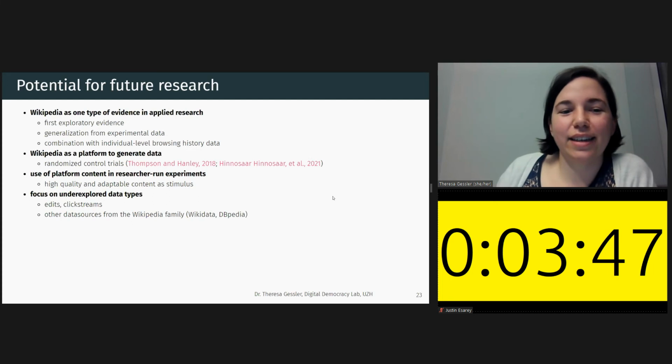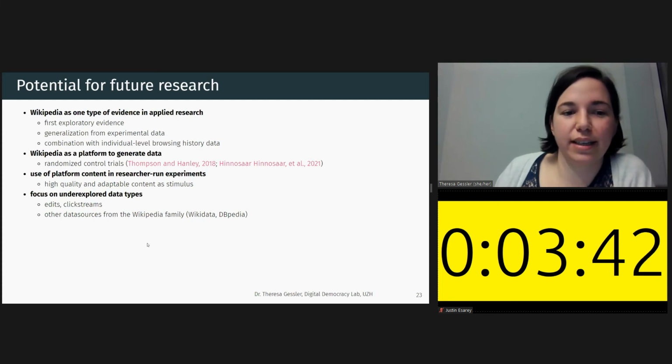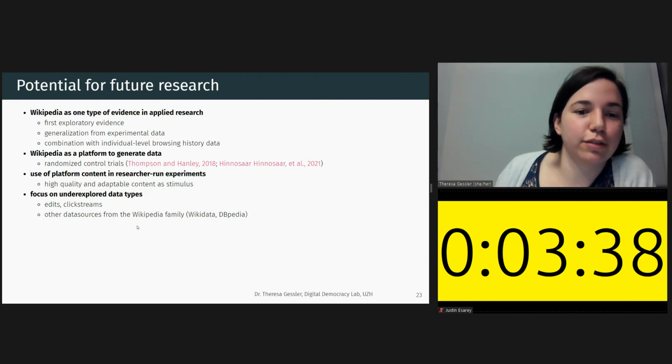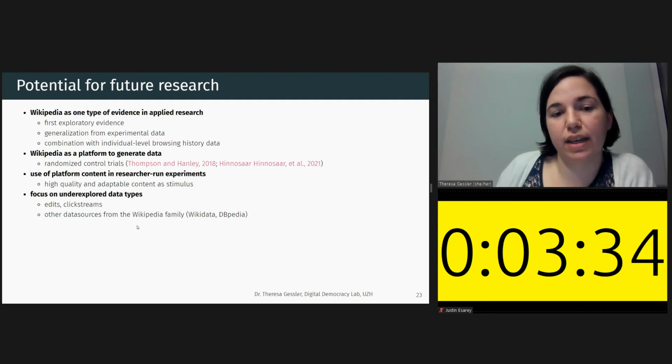And I think generally research should focus more on the underexplored data types. So edits, clickstreams, other data sources from the Wikipedia family, such as the structured data sources like Wikidata.